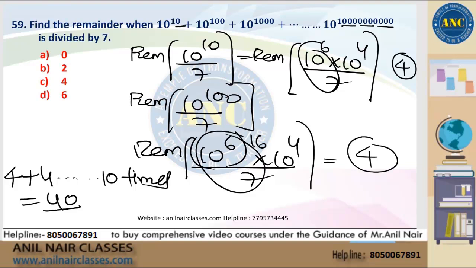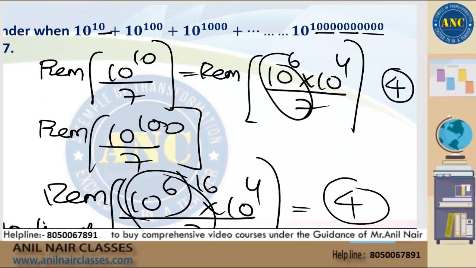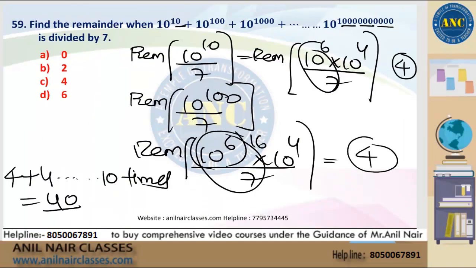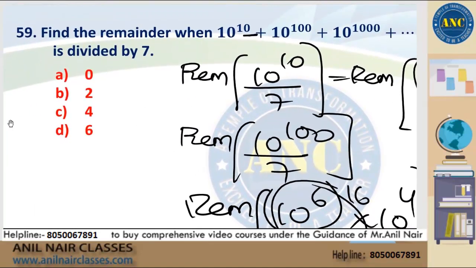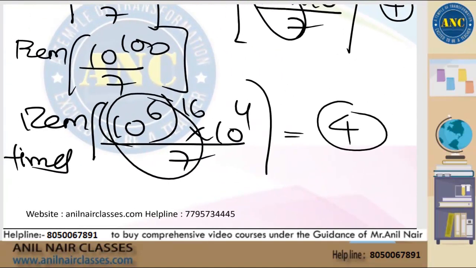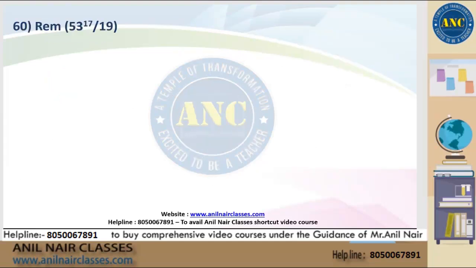Am I right? 10, 20, total 30; 30, 6, 9, 10. So 40. So 40 divided by 7. 7 5s are 35. Answer is 5. Remove one option. Answer is 5. I hope the idea is clear.